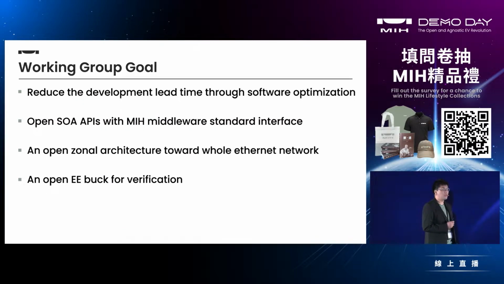And I want to emphasize again the working group goal. First, use our software optimization to reduce the development lead time. And the second, using the open API with the MIH middleware standards to achieve the software optimizations. And we will have the open zonal architecture toward the whole vehicle Ethernet. And the last, it's the open EEBug for verification.